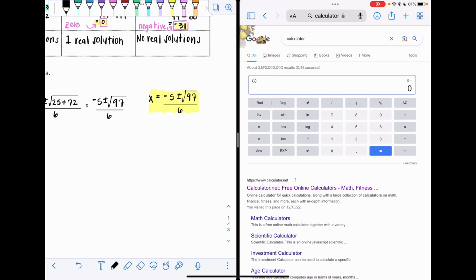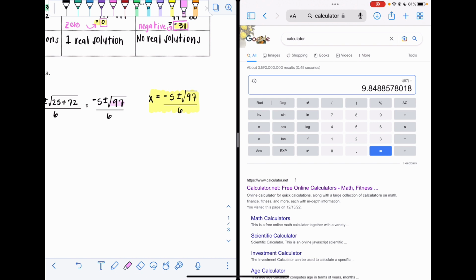Okay, so I have my calculator up, and this is just the Google calculator. I just need to find the square root of 97 and get that as a decimal form so I can get a decimal version of my answer. So to get the radical on this calculator, it's the fourth row and the third button over, that little radical that looks like a funky check mark. So we'll click that and then we'll type in 97 and it gives us that decimal.